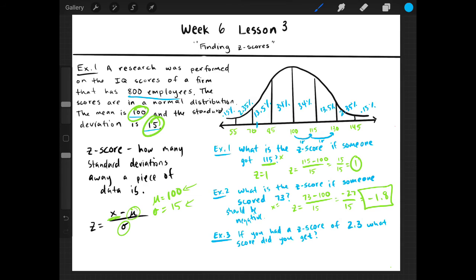So in this case, they just gave us some different information. Instead of them giving us the x like they did here, we need to find the x. So we still have that same formula, z equals x minus mu over sigma. It's just that in this case, they gave us z, and we know mu and sigma. So we're going to set up that equation, and I'll show you how to solve it. They gave us z, so we go 2.3 equals x minus mu, which is still 100, divided by our standard deviation of 15. We don't know what x is, that's what we're going to find. And now we can solve this for x.